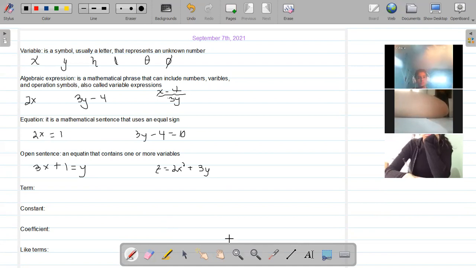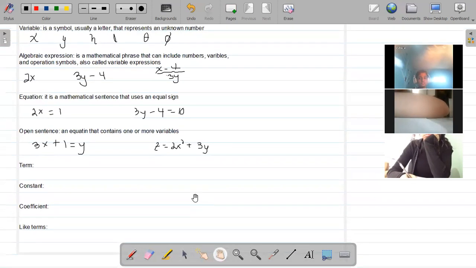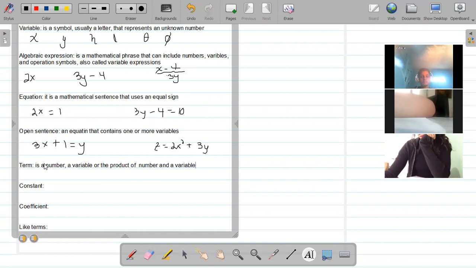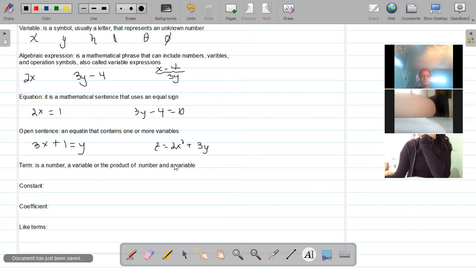Now we're going to talk about the definitions that are in an equation. All of these are part of an equation. A term, a constant, a coefficient, and like terms, okay? So that's what we're going to define now. And we defined this last school year again. So a term is a number, a variable, or the product, meaning the multiplication, okay? Or the product of a number and a variable. Or we can say, and one or more variables.